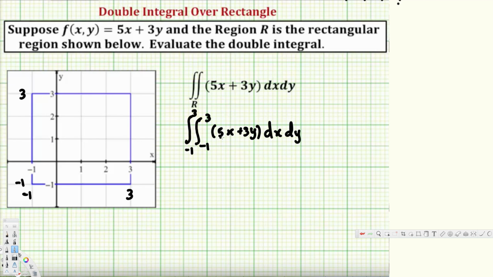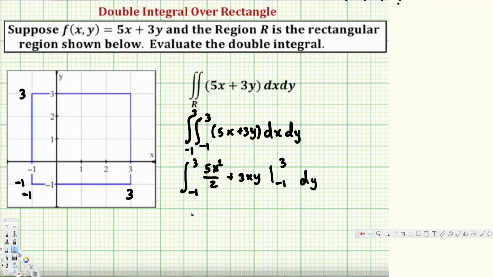Now we are going to take the integration of x first, because we always have to start from the inside. When we do the integration we treat y as a constant. So this is going to become 5x squared divided by 2, and here we are going to have 3xy. That's going from -1 to 3, and the outside integration is from -1 to 3 dy. Now let's apply this.